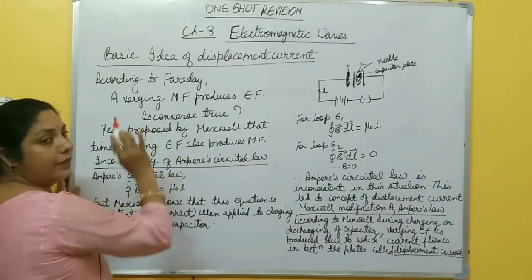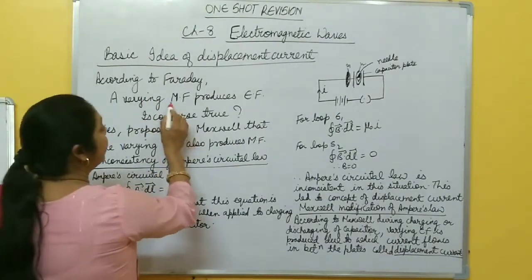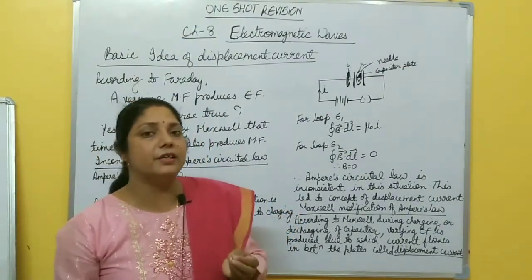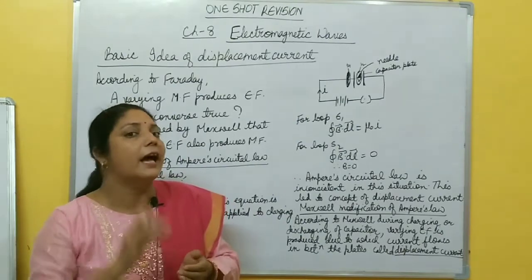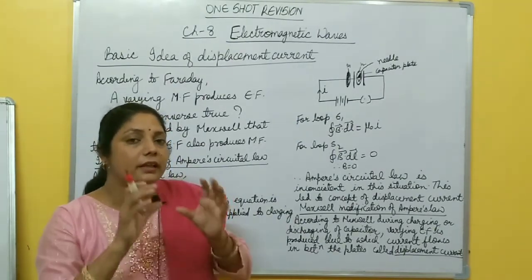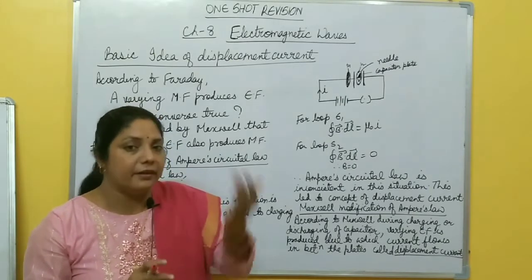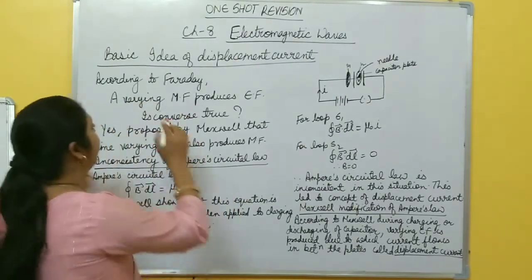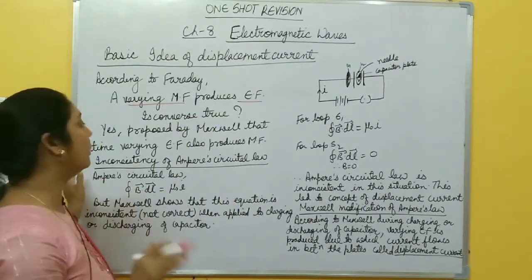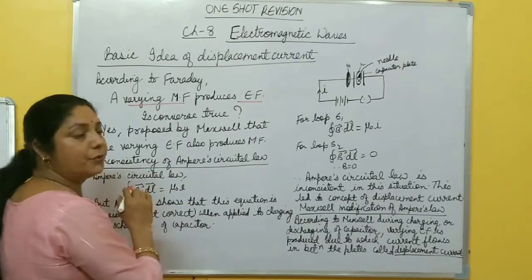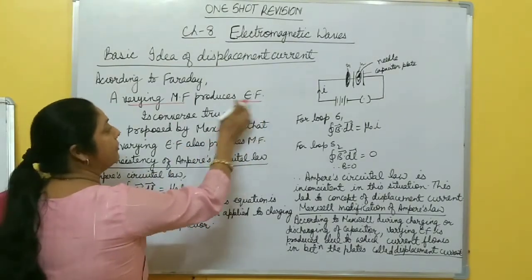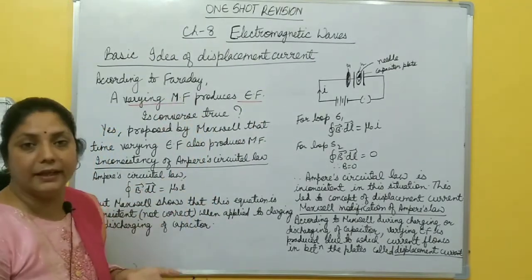You know, according to Faraday's law, a varying magnetic field produces electric field. Whenever the magnetic flux linked with the coil changes, an EMF is induced and current is produced in the coil. It means electric field is produced, right? So a varying magnetic field produces electric field according to Faraday's law. But is the converse true? It means is it possible to produce magnetic field with the help of electric field?